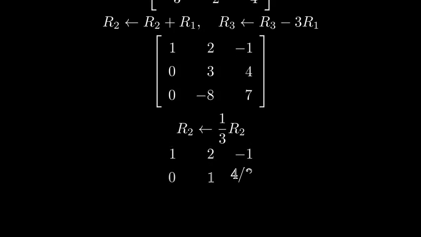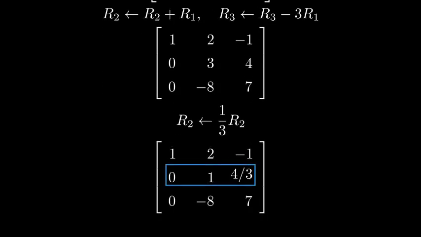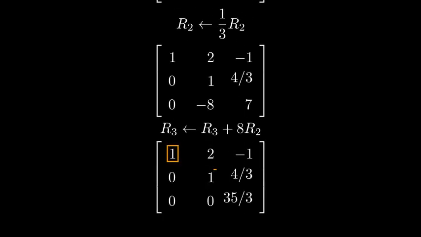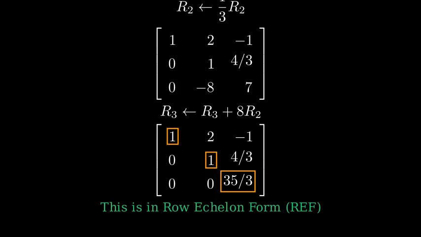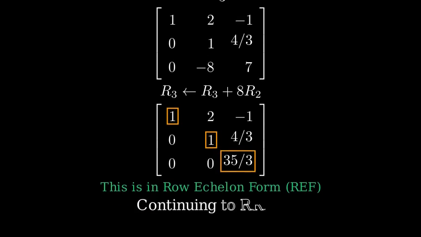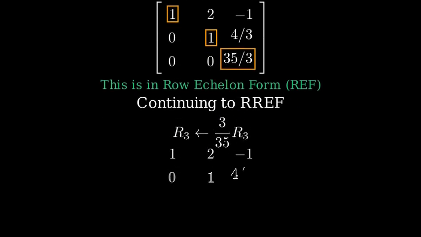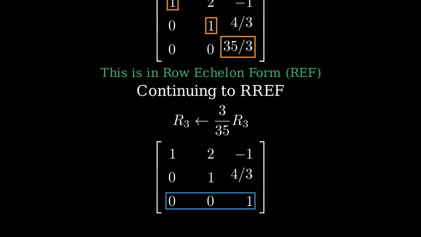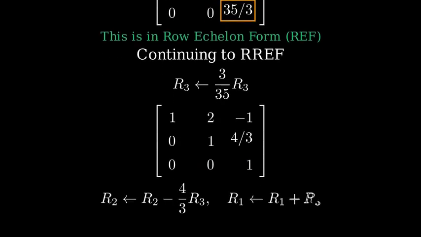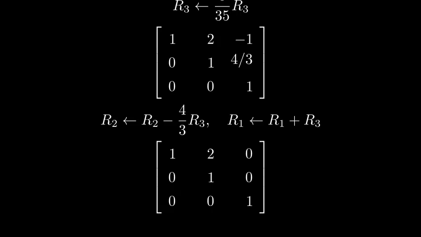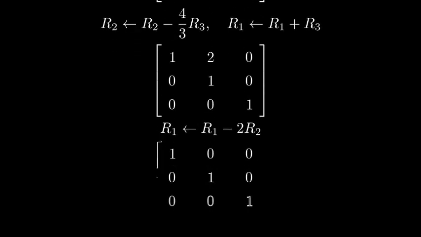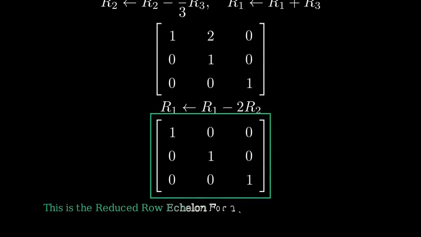Now, we move to the second row, second column. We need to make this a pivot of 1, so we divide row 2 by 3, which is the current value at that position. Finally, we zero out the entry below our second pivot by adding 8 times row 2 to row 3. The result is our matrix in row echelon form. To convert our matrix to reduced row echelon form, we would continue with a few more steps. First, we would scale the third row to make the pivot 1 by dividing by 35 thirds. Then, we would clear above each pivot, starting from the bottom right, and working our way up. This would eventually give us the identity matrix, which is the reduced row echelon form of our original matrix.